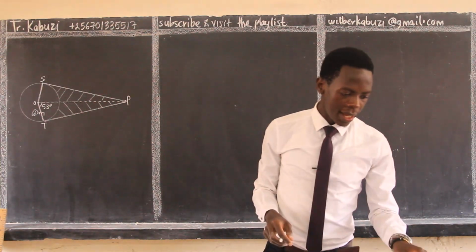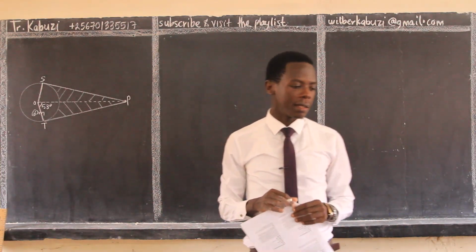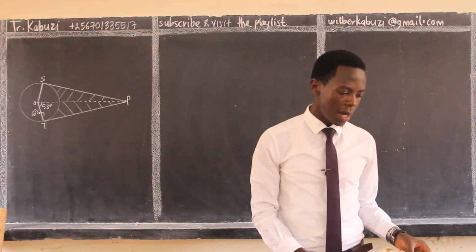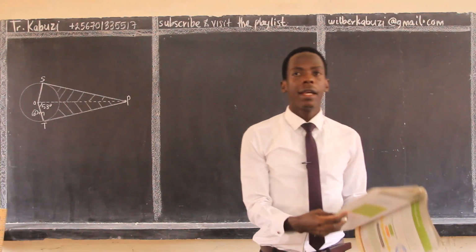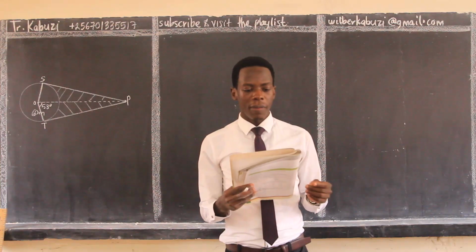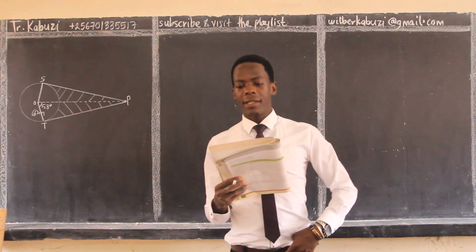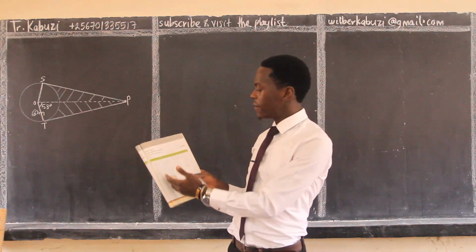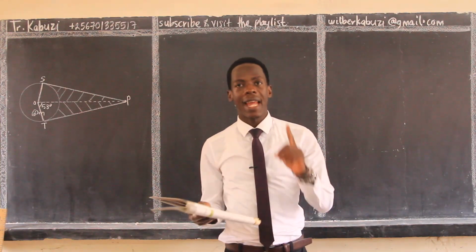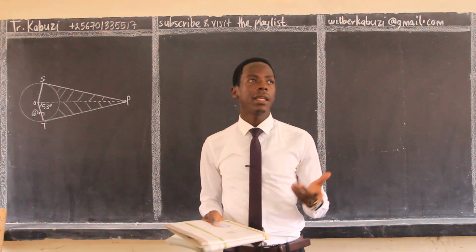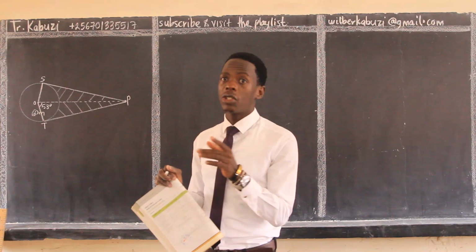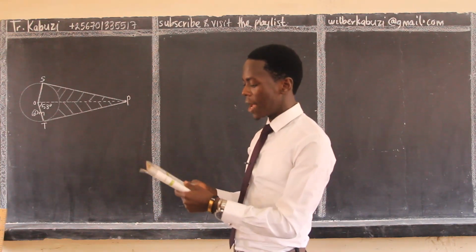Our next chapter is circle properties. But circle properties is a bit wide, so we are going to focus on a few of them. The learner should be able to understand and use circle properties to solve problems. There are many learning outcomes here, but one activity cannot exhaust all. So you have to do more than one activity of integration to exhaust all the learning outcomes.